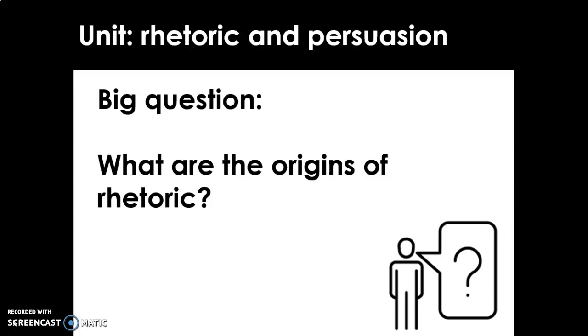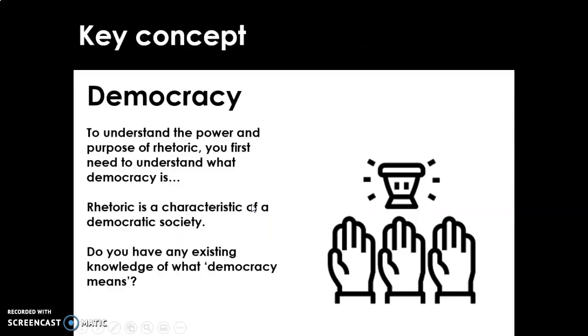So hopefully you've written that down as your title. What are the origins of rhetoric? What is the beginning of rhetoric? Now, it might help if we had a look at this question together.